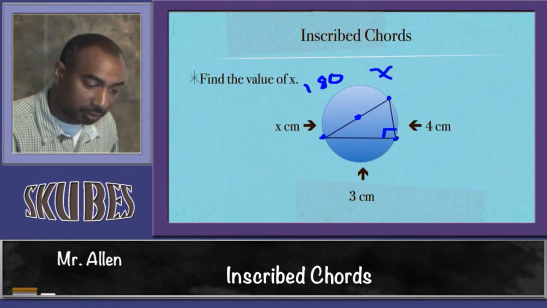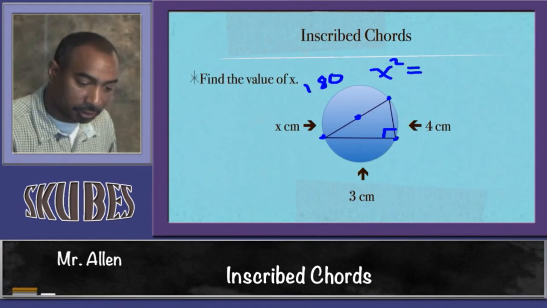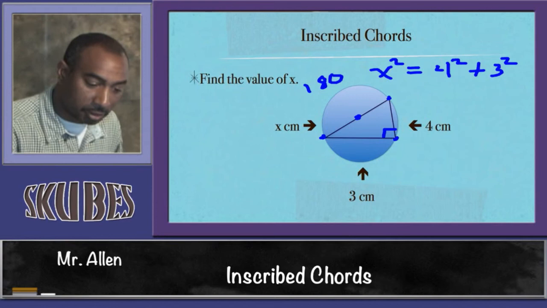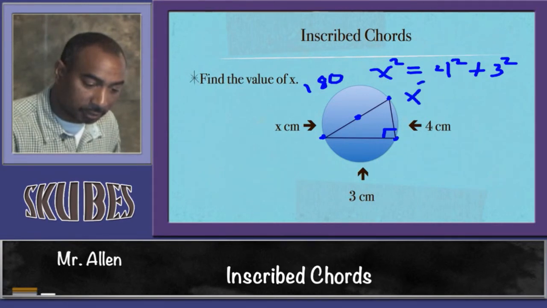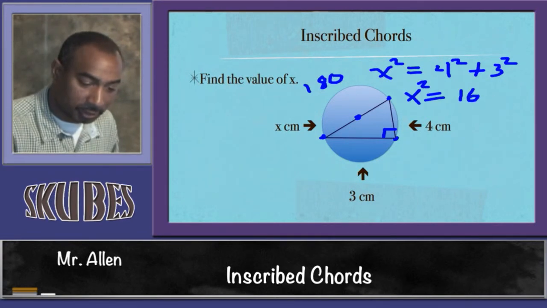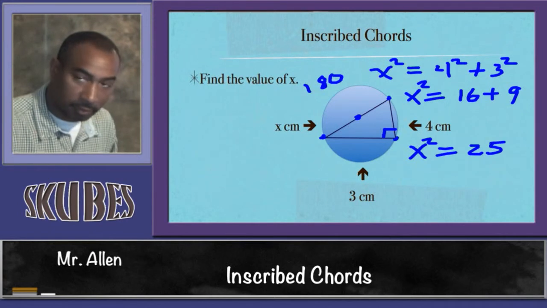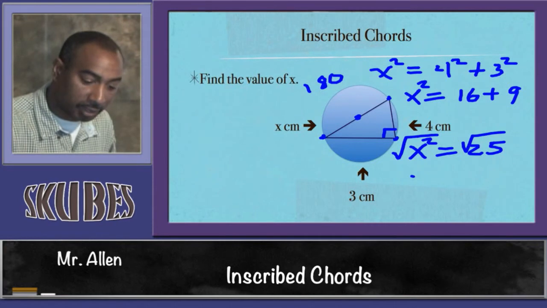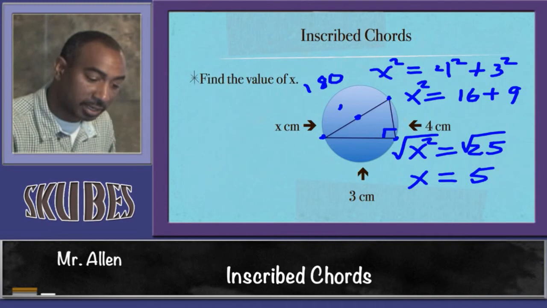So I can say x squared is equal to the sum of the square of the legs. My legs are 4 and 3. So solving this, you get x squared equals 16 plus 9, which gives you x squared equals 25. If you take the square root of both sides, you get the value of x to be 5. So the length of this chord is 5.